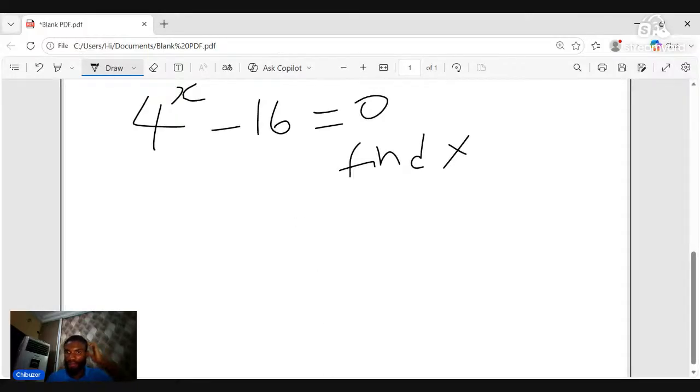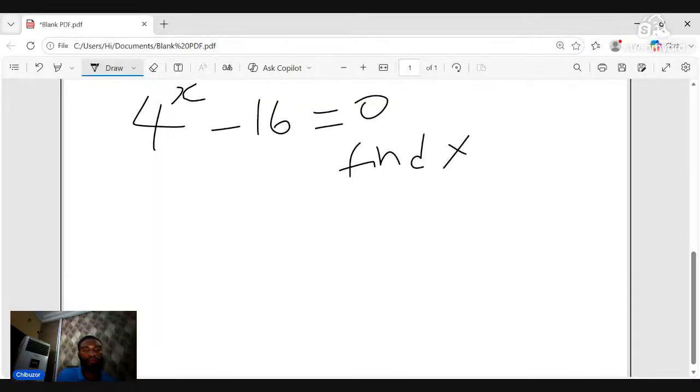Two, correct. Gino Kereke said two. That's correct. The answer is two. So two is the correct number. 16 will have to cross over.